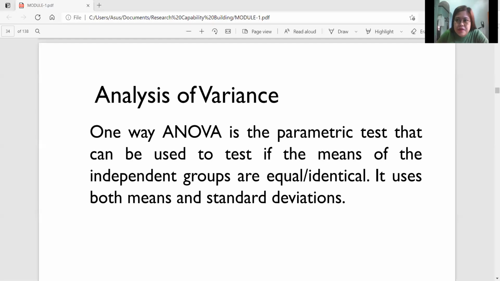Again, ANOVA class is used if we are testing the difference between the means of your groups. Do not forget that. There are groups that need ANOVA. So especially the one-way analysis of variance, it's a parametric test. Therefore, if it is a parametric test class, there are parametric assumptions that need to be met or satisfied before you decide that you really have to use ANOVA. So it's a parametric test that can be used to test if the means of the independent groups are equal or identical. Since it is a parametric test, the measure of central tendency used is the mean. We can also use the standard deviation to test how dispersed your collected data is from each other.